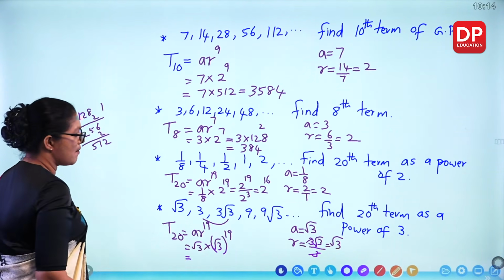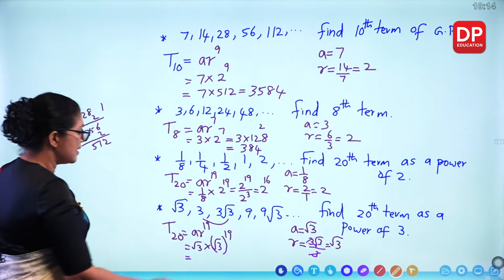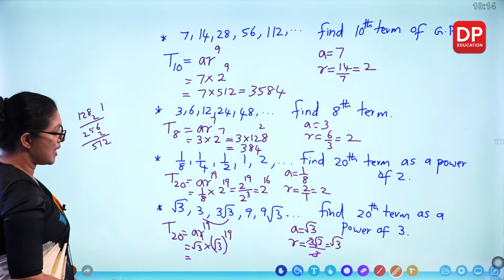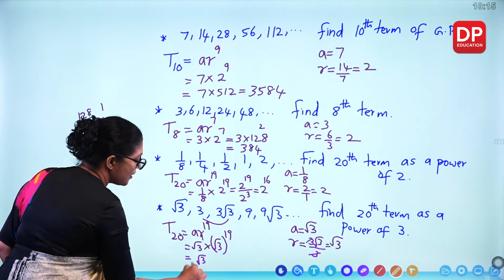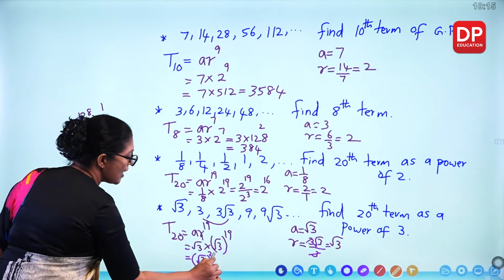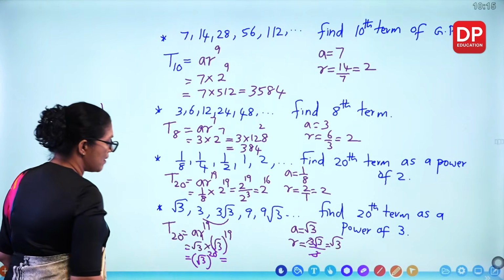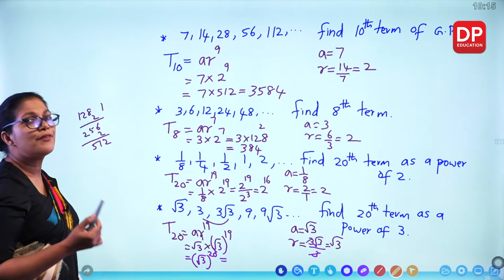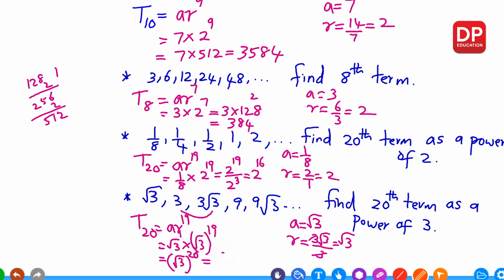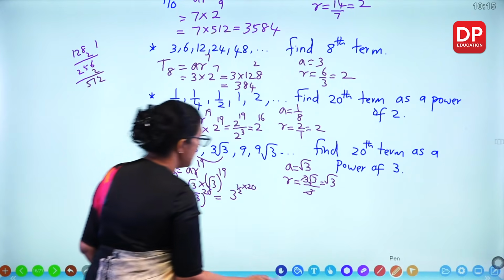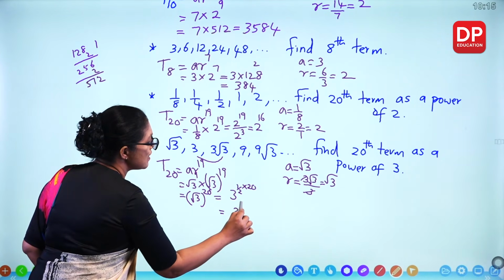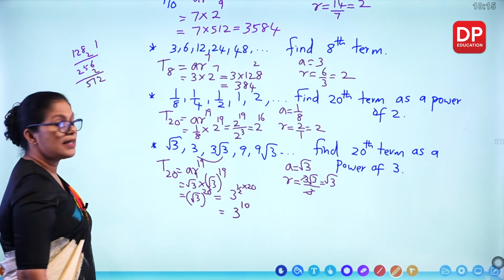Same base, different powers. Multiplication, we add the powers. Root 3 is the number. Root 3 to the power 1 and 19, you get 20. So when you simplify, what is root 3? 3 to the power half. 3 to the power half multiplied by 20. What you get? Half times 20, you get 10. So the answer is 3 to the power 10.